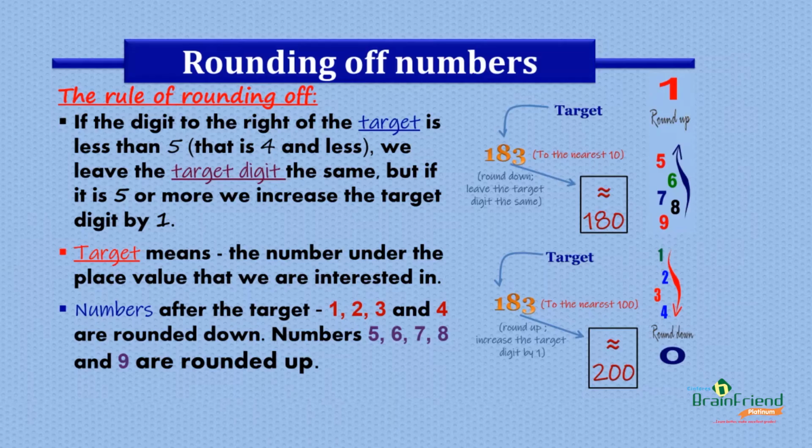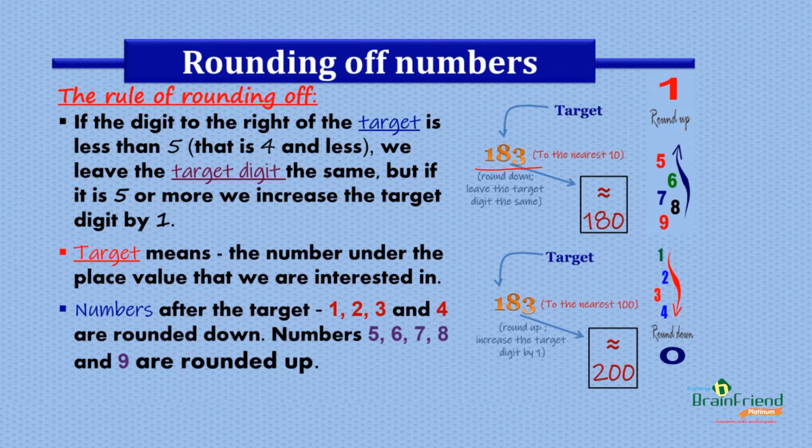Now, what we mean by a target is the number that has the place value for which you are expected to do that calculation. So, just to explain that clearly, you can see we have the number 183 and we are expected to approximate it to the nearest 10. Just to re-emphasize, we have the number 183 and we are expected to approximate it to the nearest 10.